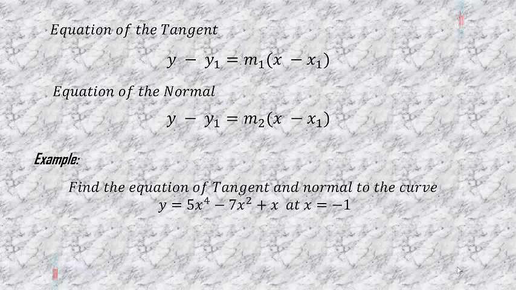We want to solve an example here. Find the equation of the tangent and normal to the curve y is equal to 5x raised to the power 4 minus 7x squared plus x at x is equal to -1. I want you to know something: x equal to -1 means that it is the point of intersection of all the three. In a nutshell, I can say that x refers to x1.